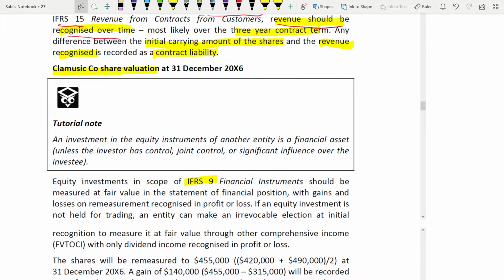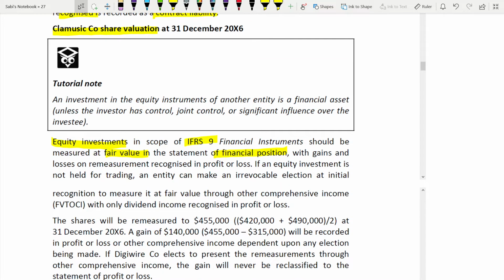Okay. So less than 20%. So it's not a subsidiary, not an associate, not a joint venture. It's a financial instrument, that equity, that share. So IFRS 9. How are you going to recognize this? According to IFRS 9, it should be measured at fair value. This is equity investments, right? Equity investment should be measured at fair value in the statement of the financial position.